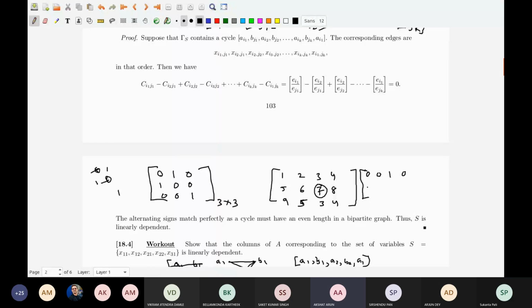So instead of E1, I will write E3: 0 0 1 0, and 0 0 1 0. You are doing it in the row. Here I will write E2, which will be 0 1 0 0, and 1 0 0 0, and E4, which is 0 0 0 1. Fine. Okay. Thank you, sir. I got it completely.